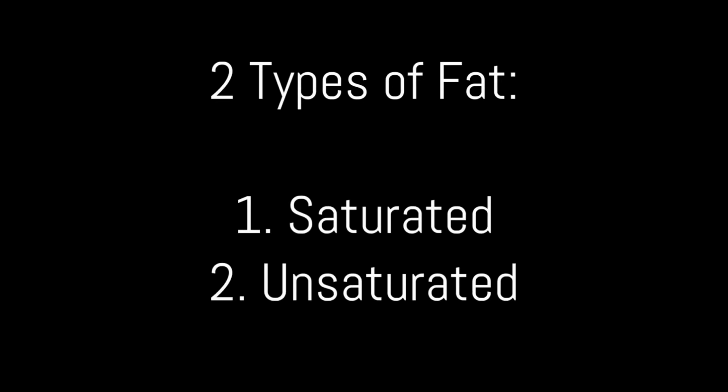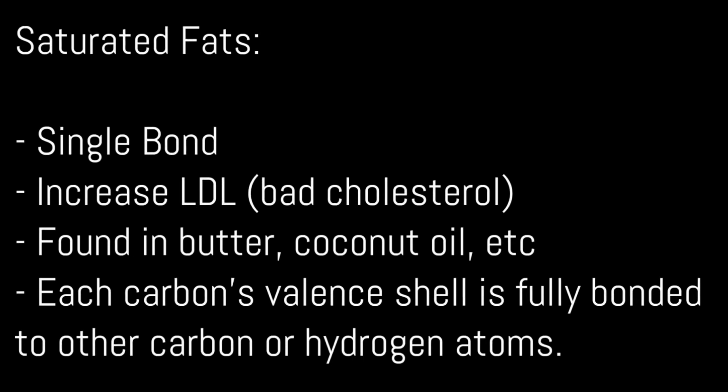Keep in mind that there are two kinds of fats, saturated and unsaturated. Saturated fats include single bonds throughout the molecule. Saturated fats increase low-density lipoproteins, LDL or bad cholesterol, and are rich in trans fatty acids and refined carbohydrates such as white sugar and flour. It is most commonly found in butter, coconut oil, whole milk, peanut butter, margarine, cheese, vegetable oil, fried foods, and frozen dinners. In saturated fats, each carbon's valence shell is fully bonded, saturated with other carbon or hydrogen atoms. This also means that the carbon at the very end of the chain is bound to the carbon before it and also to 3, not 2, hydrogen atoms.